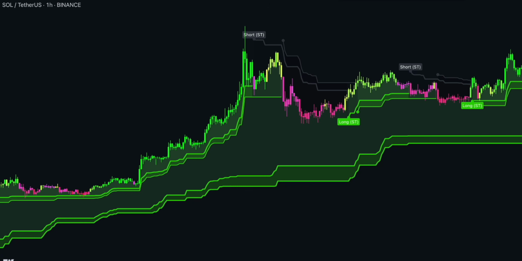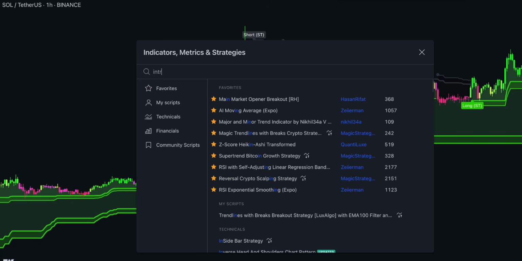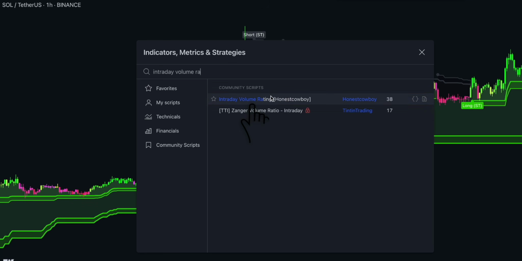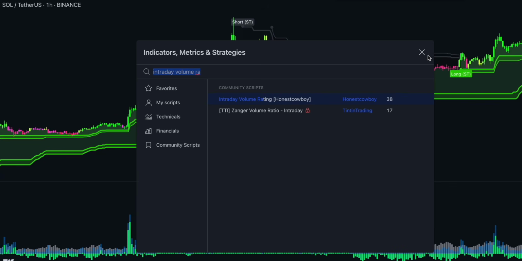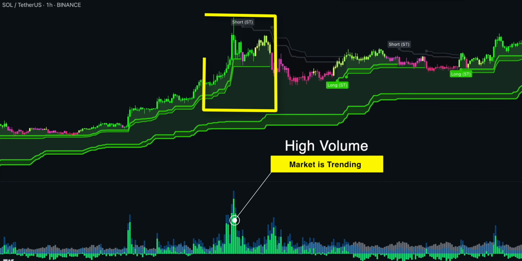Now, it's time to add the final confirmation indicator to the chart. This tool is called Intraday Volume Rating by Honest Cowboy. The intraday volume rating aims to provide a clearer picture of what volume is telling you on intraday charts. The script counts the number of bars that exist in a day on your current timeframe chart. After knowing that number, it creates the matrix used in its calculations and data storage.